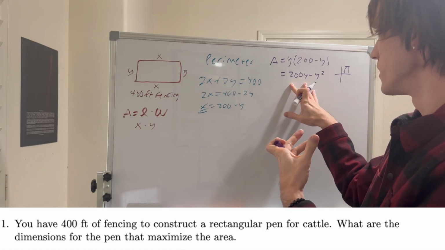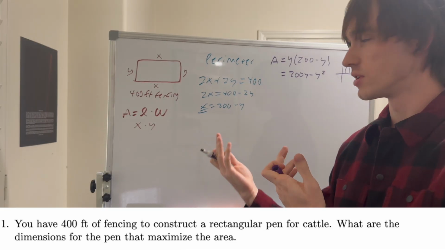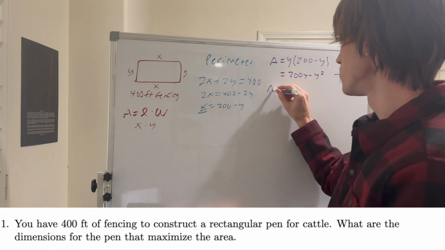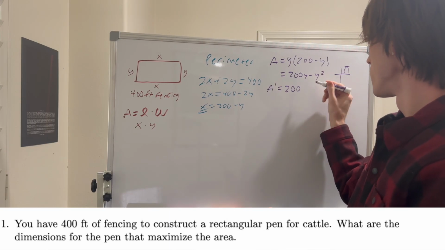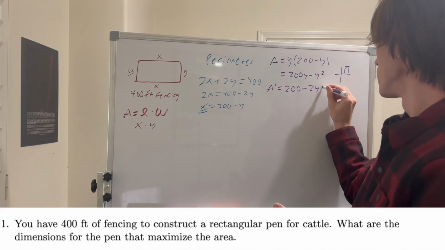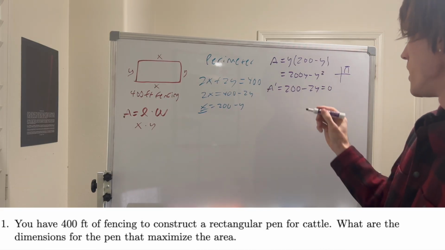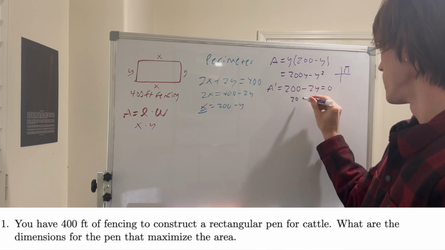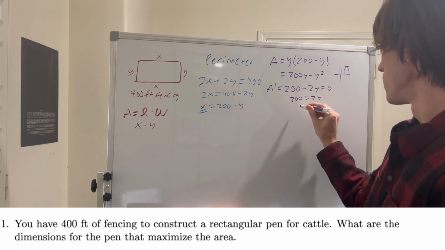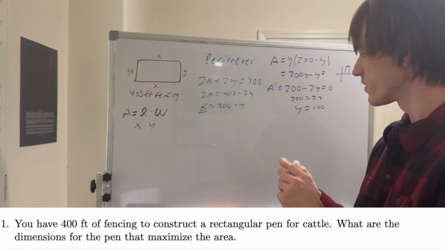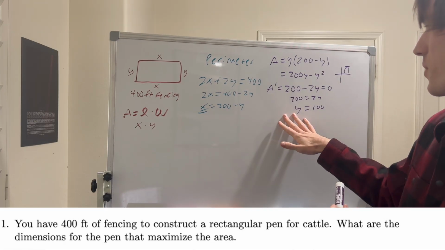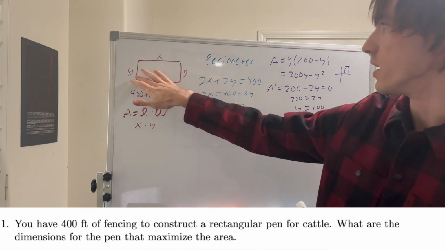So how do we get that maximum? We take the first derivative of this and set it equal to 0. The first derivative is going to be 200 minus 2y, and let's set it equal to 0. Let's add the 2y to both sides, and we get that y equals 100. So we have our y, 100.